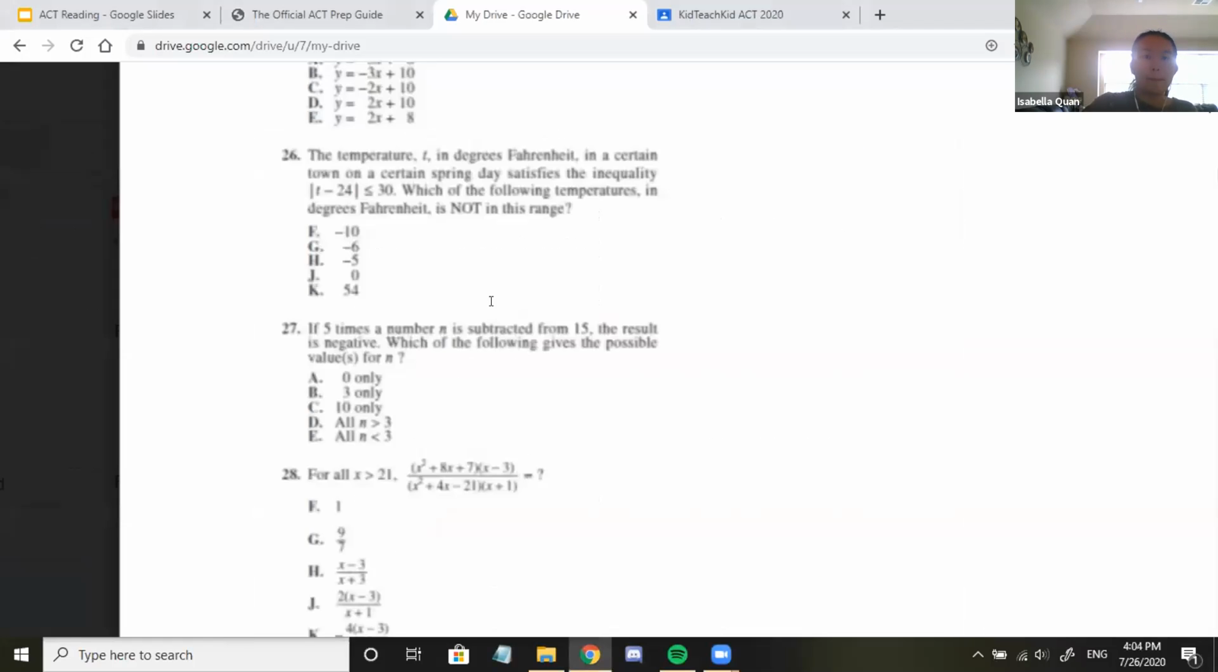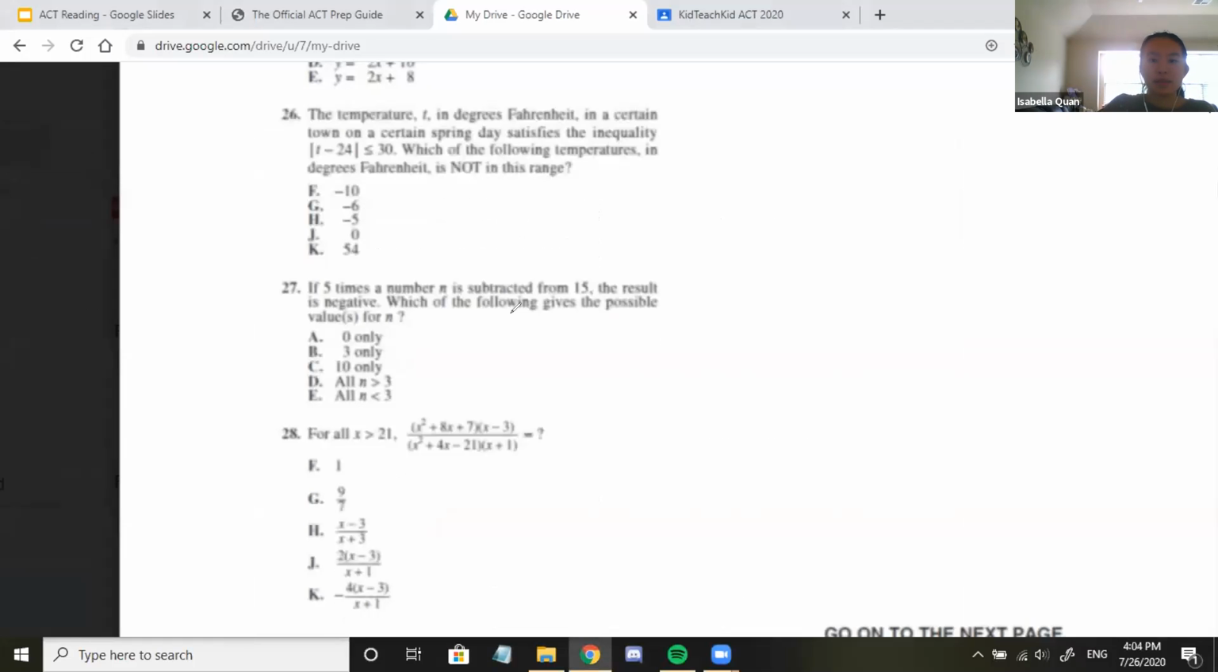So the first one, 27: if 5 times the number n is subtracted from 15, the result is negative. Which of the following gives the possible values for n? So 5 times the number n, that would be 5n, is subtracted from 15, so it would be 15 minus 5n. The result is going to be negative, which means less than 0. So at this point, we have an inequality, and it probably helps to solve it. So 15 is less than 5n, and then n is greater than 3.